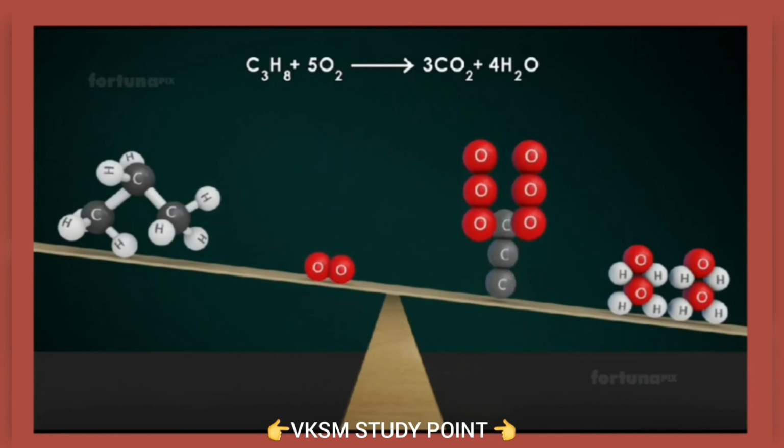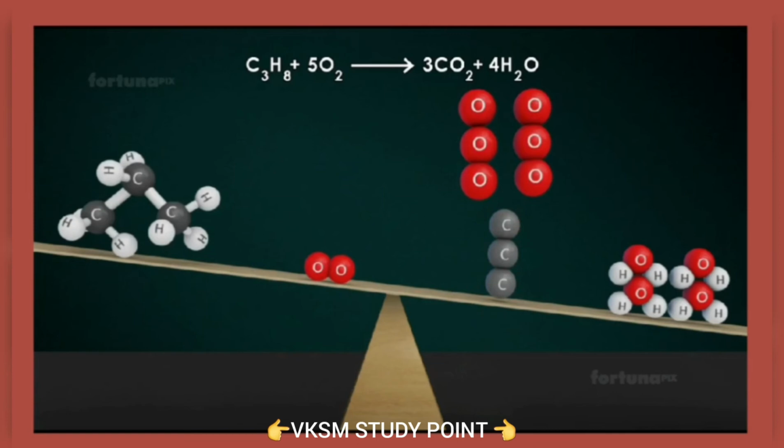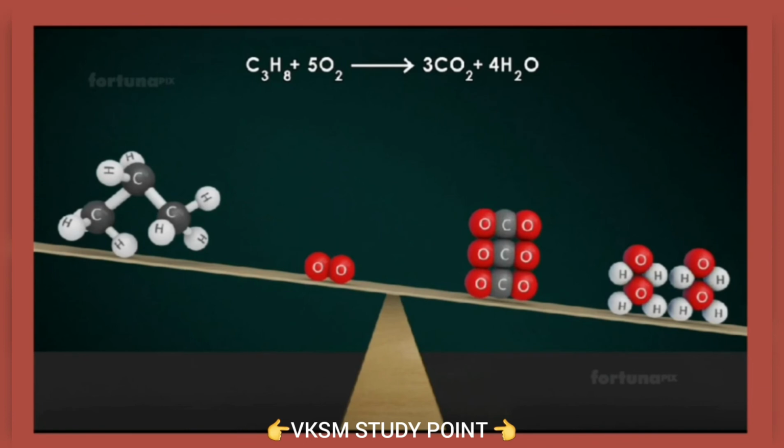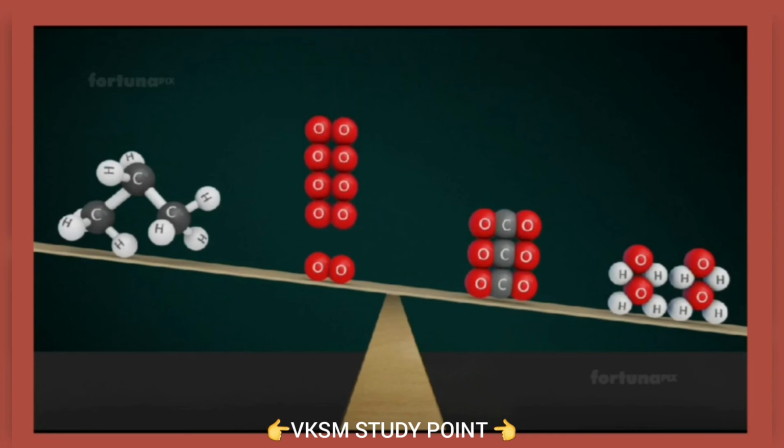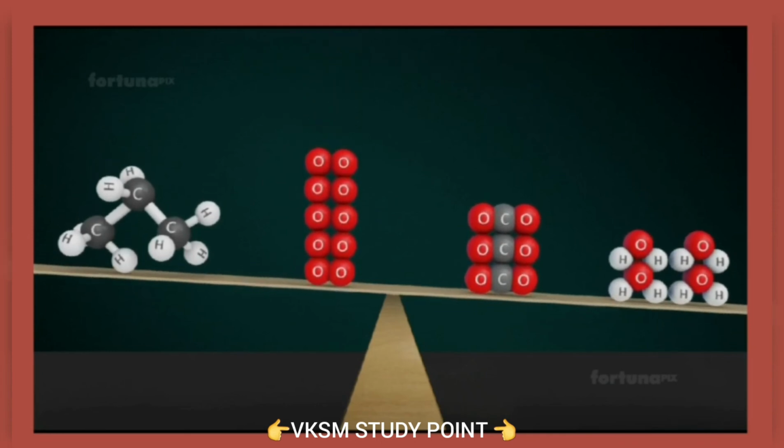But on the right, there are 6 in CO2 and 4 in H2O, adding up to 10, meaning our equation still isn't balanced. To end with a balanced equation, we need to put a coefficient of 5 in front of the oxygen atoms on the left.